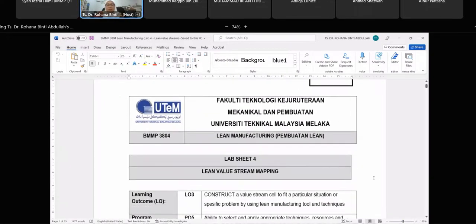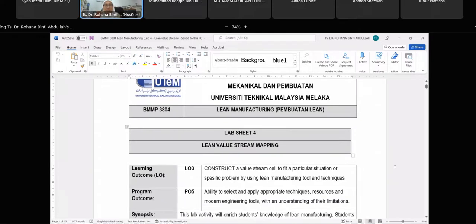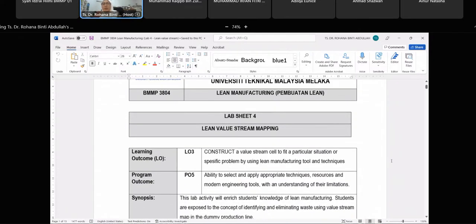Okay, ni lab 4. You lab 4 ni sebab dia tedious sikit sebab dia ada current state dengan future state VSM ni. So saya bagi masa 2 minggu lah untuk buat lab ni. Alright, so dia punya objektif, sebab dalam you punya teaching plan, kalau you perasan ada learning outcome yang ketiga, OBE outcome based education. OBE untuk subjek ni, the LO3, the third LO is to construct a value stream cell to fit a particular situation or specific problem by using lean manufacturing tools and techniques. Nampak? So in order for us to achieve this, one, you have learned current state VSM, the future state VSM today. And two, to achieve and to test that you are able to do it is by constructing a value stream map through your lab activity. Okay.